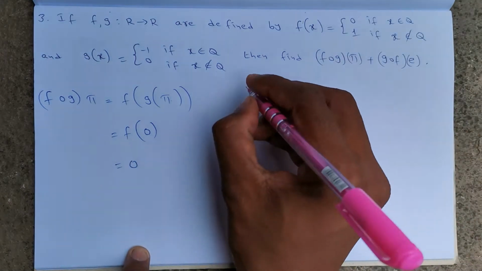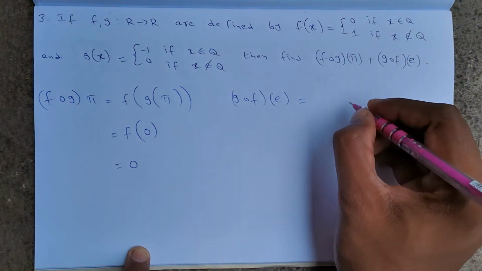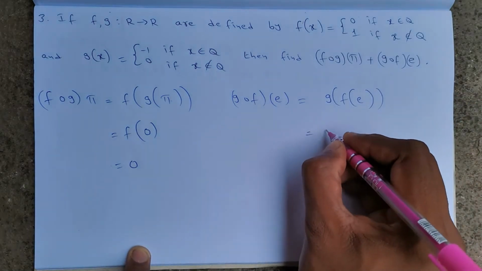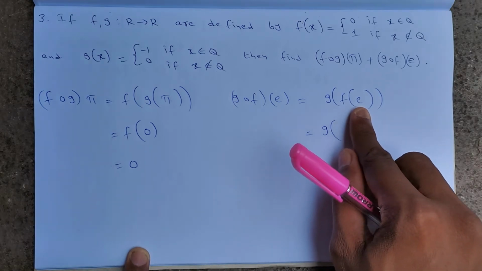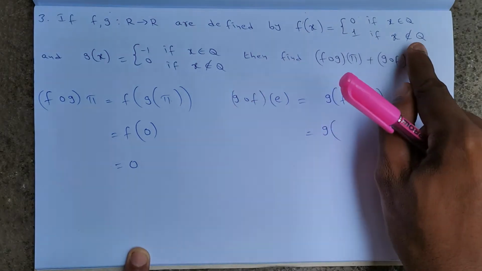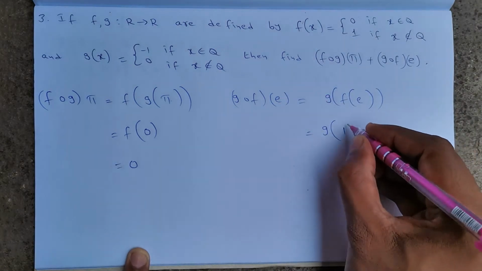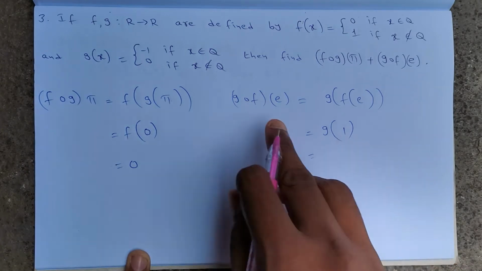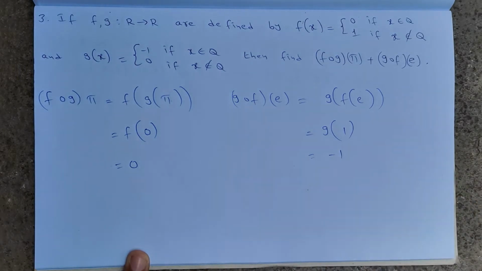Next, g of f of e. Here e is Euler's constant, so it is not a rational number. So in f of x, for x not belonging to rational, the value is 1, so we get g of 1. Next, g of 1: in g of x we check x is a rational number, and if it is a rational number the value is minus 1, so g of 1 is minus 1.